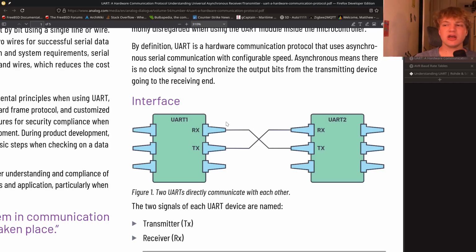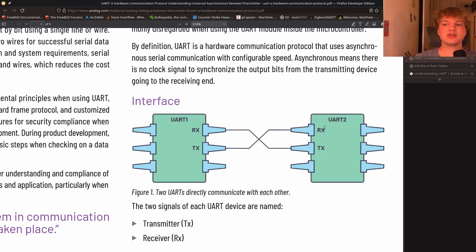And naturally, if we've got two chips right here, the receive line of this one is wired to the transmit line of this one, and vice versa. The transmit line of this one is wired to the receive line of this one. Now you'll notice we're only really considering two MCUs here. Why is that? Why can't we use multiple like with I2C and SPI?